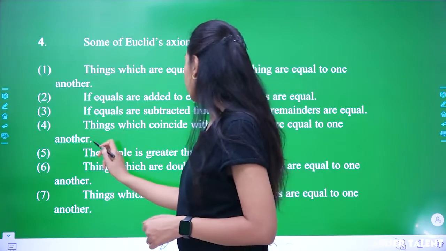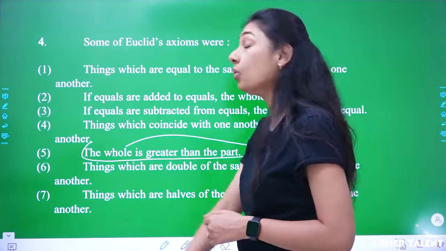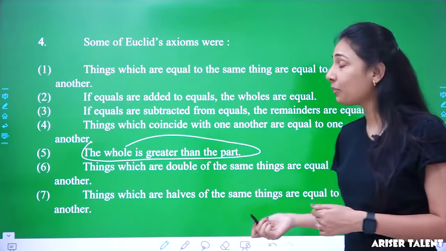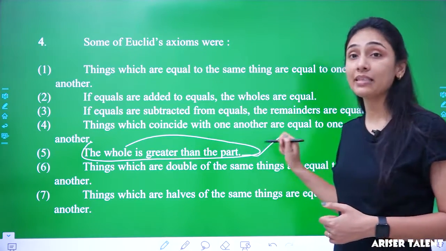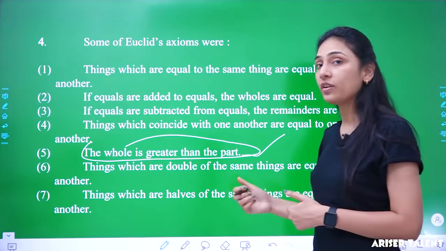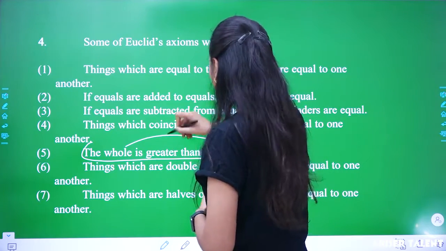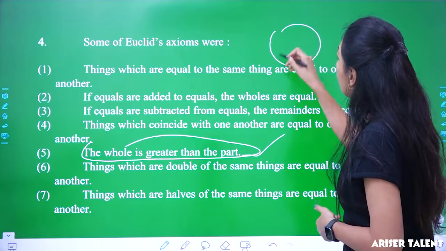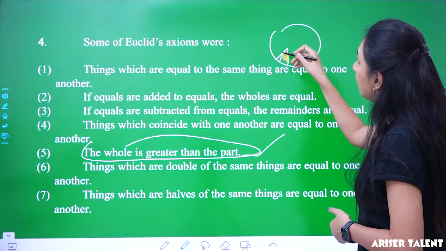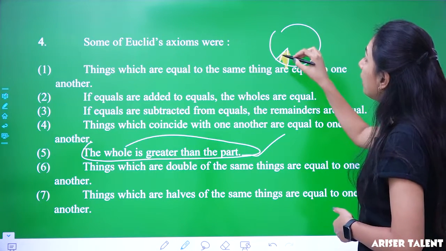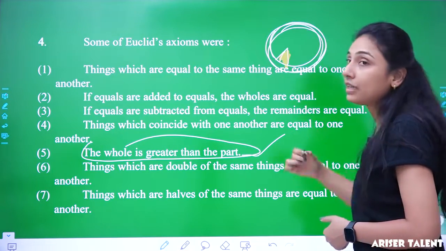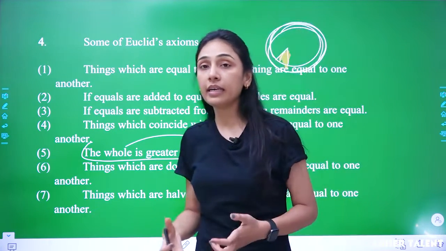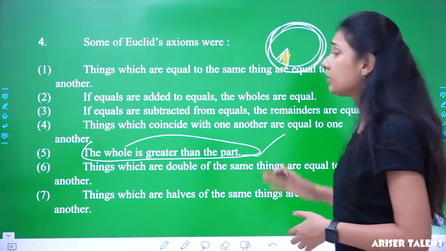Now, the fifth one is: the whole is greater than the part. This is a very important thing. I have told you the fifth axiom here. The fifth axiom is the whole is greater than the part. I have told you about the pizza. Here this part will always be shorter than this complete pizza. That means the whole is always greater than the part.